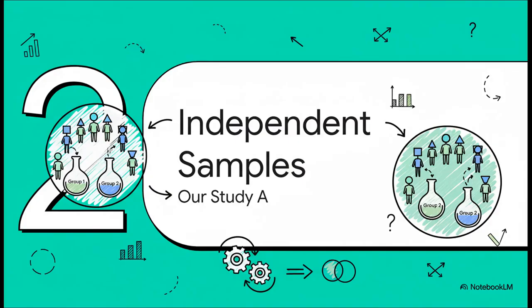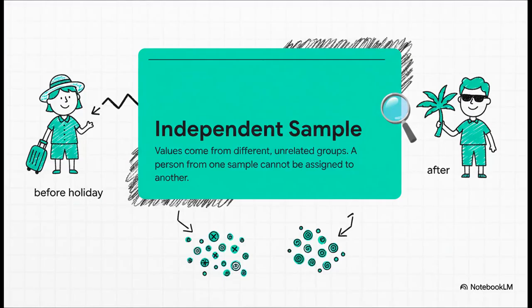All right, let's put a name to what we were doing in that first approach. Study A, with its two separate groups of people, is a perfect textbook example of what we call an independent sample design. The official definition is pretty straightforward. The data from one group has absolutely no relationship to the data from the other. The key word here is unrelated. The stress level of some random person in the before group tells you nothing, literally nothing, about the stress level of another random person in the after group. They are totally independent of each other.